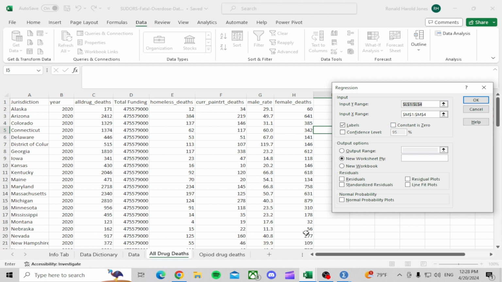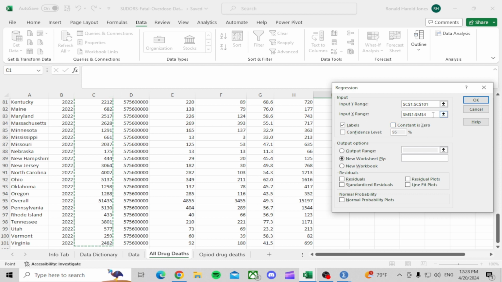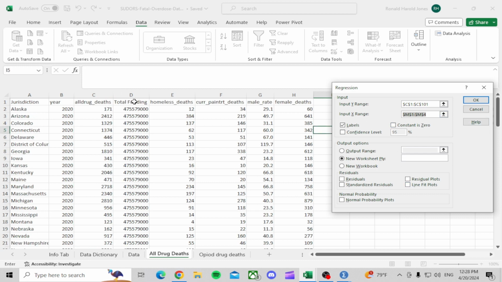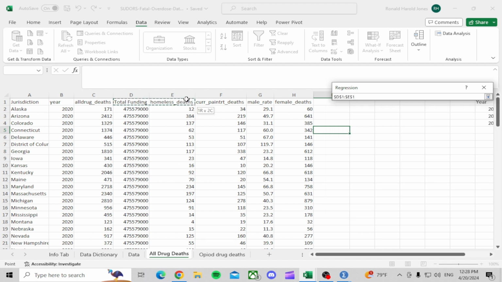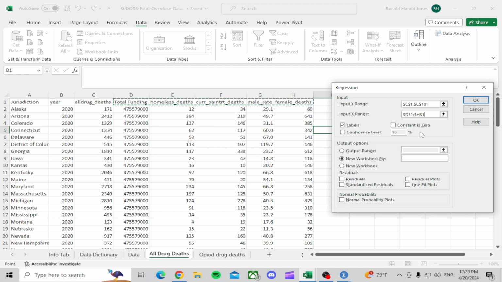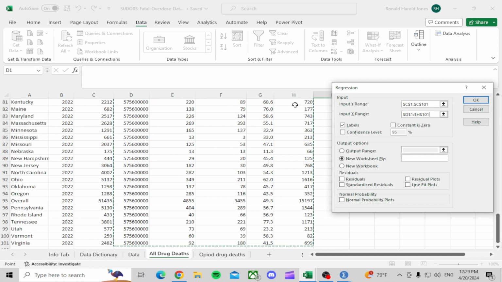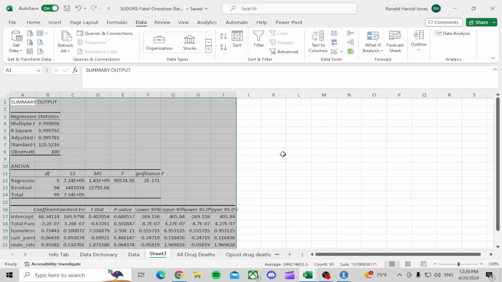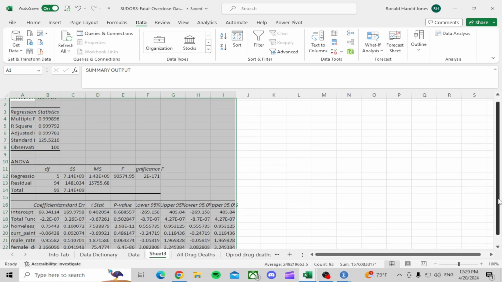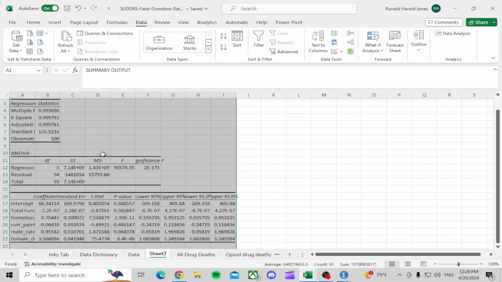Our Y, our dependent variable, is all drug deaths. We're going to go ahead and select all those. Our independent variables are going to be the total funding, homeless deaths, if they are on pain, and whether they are male or female. Click Labels because we're including labels in this. I'm just going to have it output to a new worksheet. All right, here we go. So now we have our regression statistics. This is a linear regression model.